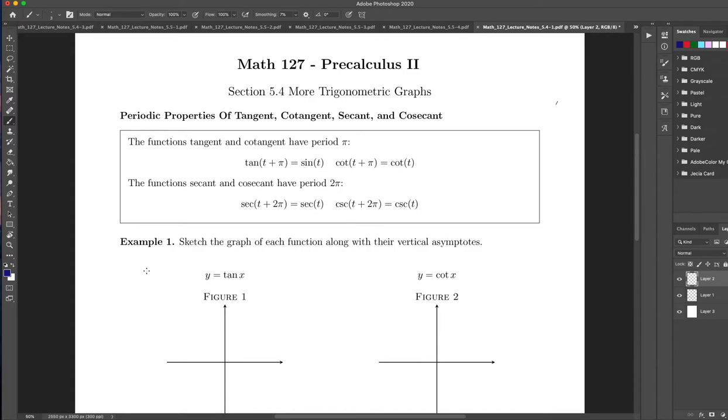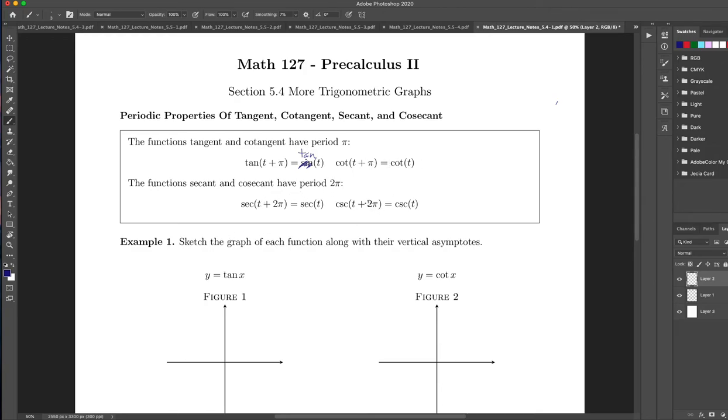And, oops, this should not read that. I'll have to fix that note. Let's go ahead and fix it on yours as well. It should read tangent there. So t plus pi would just give you back tangent of t. Cotangent plus pi gives you back just cotangent.